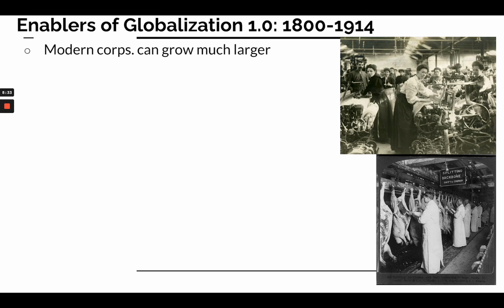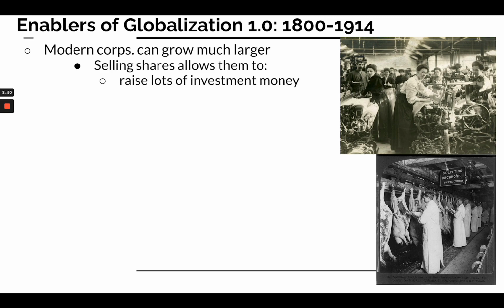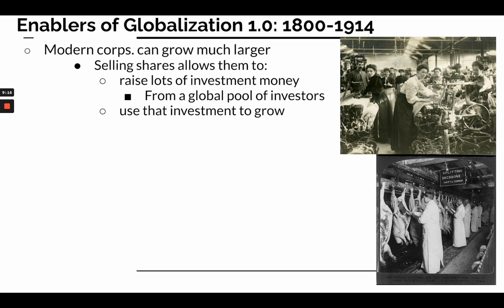Because of this different nature of ownership, modern corporations can get much, much larger, right? Which is why when you think about a corporation, you might think about something that is very large. And this has to do with the ability to sell shares of ownership. This allows them to bring in huge amounts of investment capital or investment money. Because again, they can get an essentially unlimited number of investors from anywhere in the world. So you've got from this a global pool of investors and investment money. Corporations can then employ that investment capital in order to grow larger.